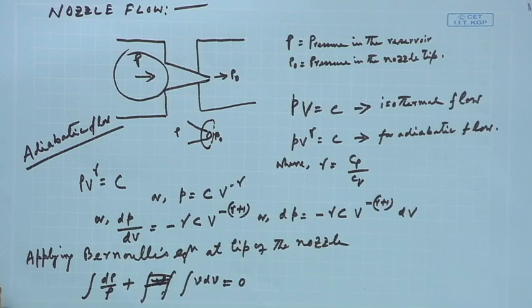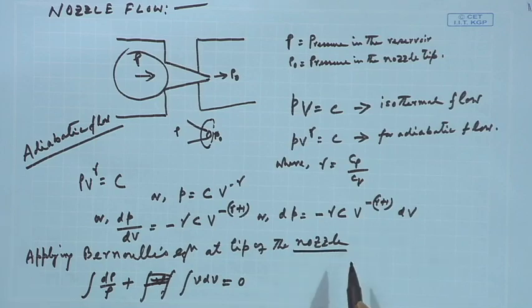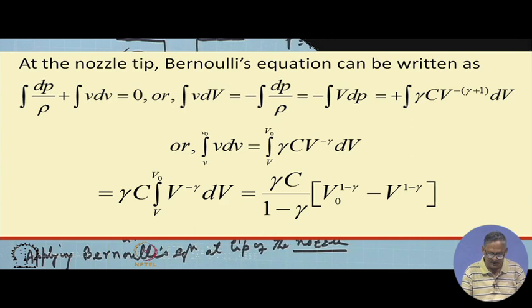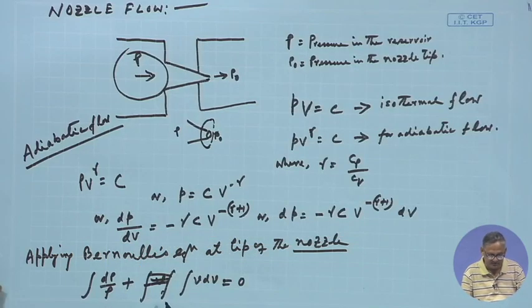Since we are considering the tip, in the earlier classes we had shown Bernoulli's equation, and there we had said that there are many factors like F, the frictional head loss, or all losses, which came into the terminology as F. So we neglect them. We also neglect the vertical or Z factor since we are at the tip. So we can simply write that Bernoulli's equation at the tip of the nozzle is the integral of dP over rho plus the integral of V dV.